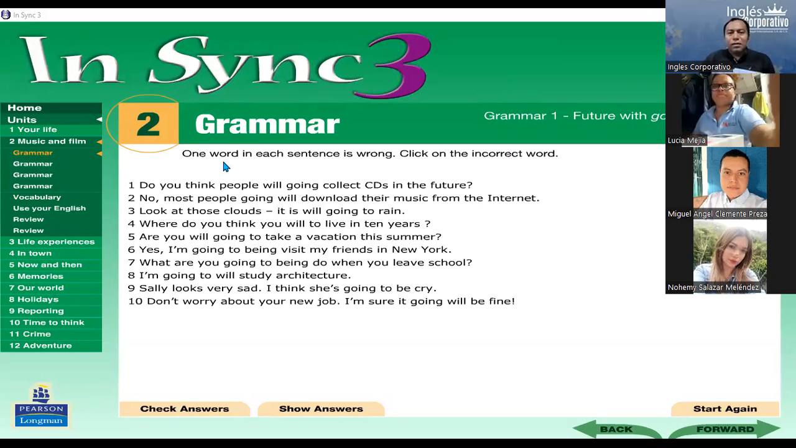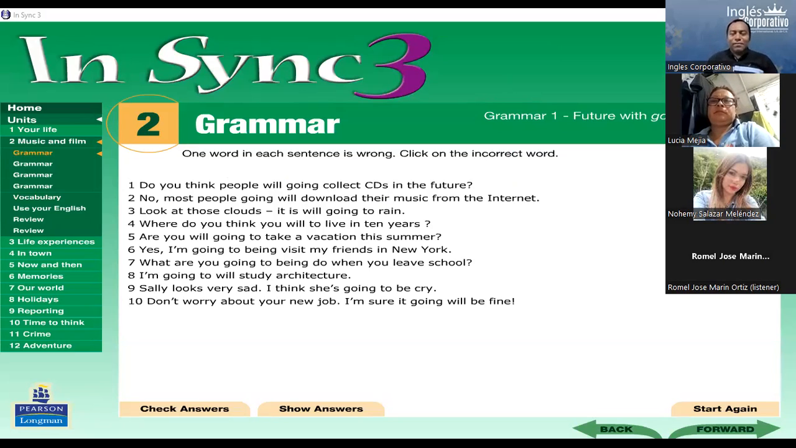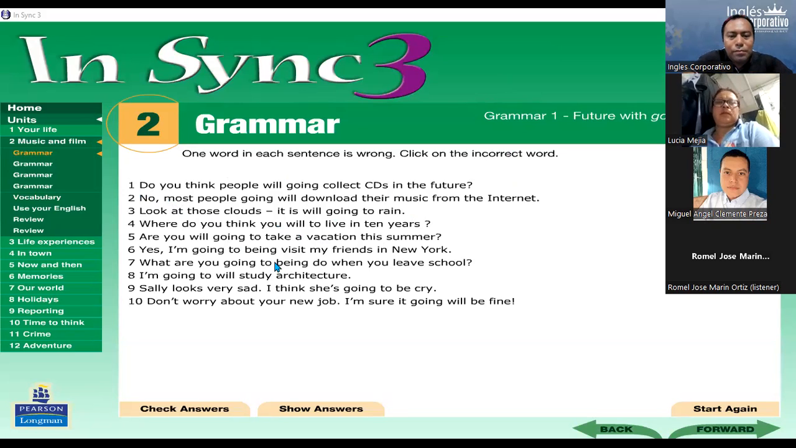Now, so you have one word. Can you help me to read, please? Okay, teacher. One word in each sentence is wrong. Click on the incorrect word. Yes. Now, can you help me to read the first one? Yes, teacher. Do you think people will going collect CDs in the future? Yes. Do you think people will going collect CDs in the future, right?